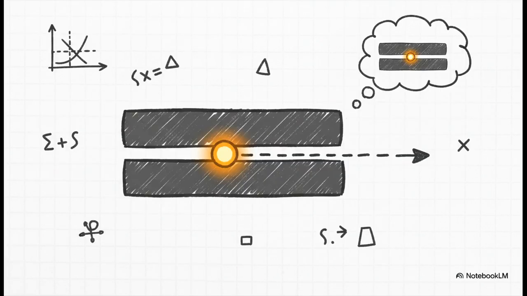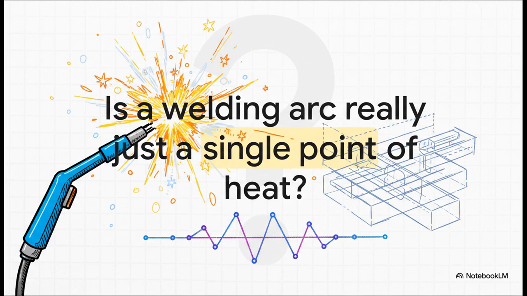The first really big idea, the Rosenthal model, was just beautiful in its simplicity. It basically said, hey, what if we just pretend the welding arc is a single moving point of infinite heat? It was a massive oversimplification for sure, but it was a start. It was a way to finally begin applying real math to this incredibly chaotic process. And yeah, it was a brilliant start, but it immediately makes you wonder, right? Is that really what a welding arc is like? Is it just one tiny, infinitely hot dot zipping across the metal?